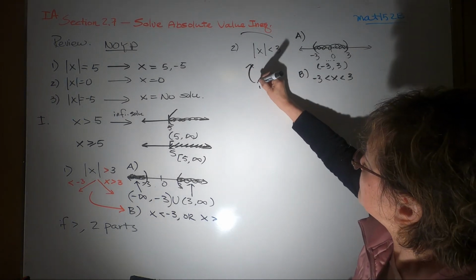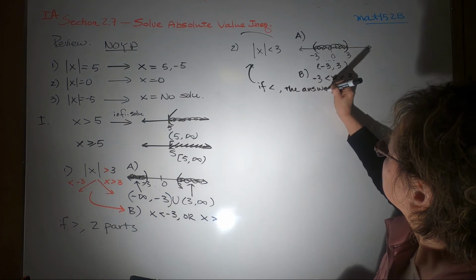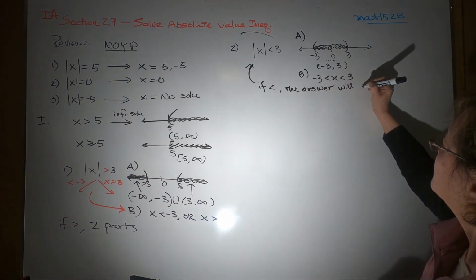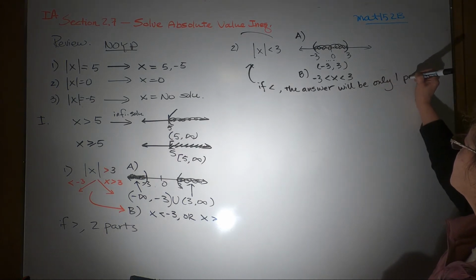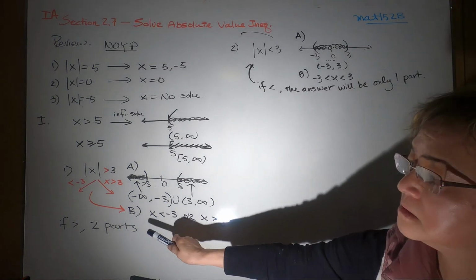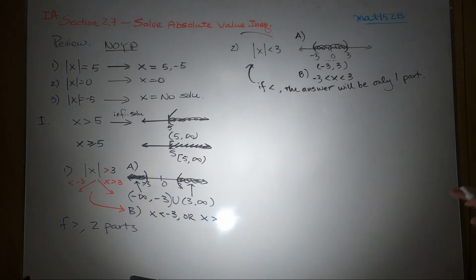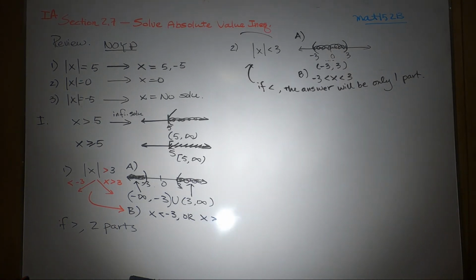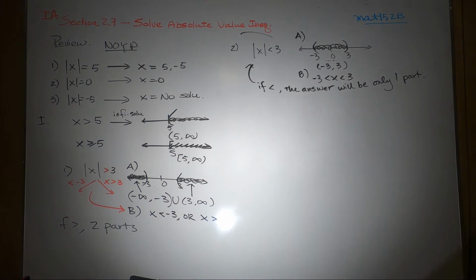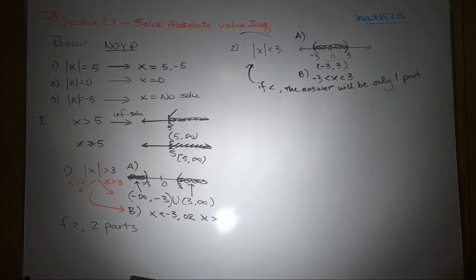So if it's less than, then the answer will be what? Will be only one part instead of two parts, right? Because bigger than is separated on two sides. So you have to write two parts with union sign to indicate. Okay, that means your value will be within the range of such thing. All right, that's how you look at it.